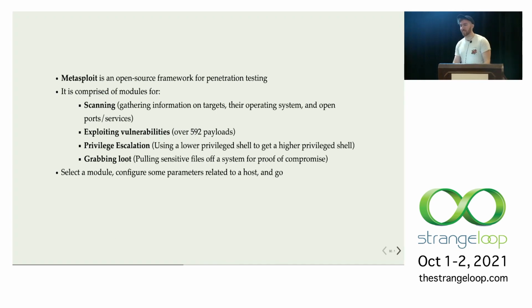Privilege escalations, that's if you have a lower privilege shell, you've exploited a box, but you're running in a normal user context. You really want to be running in a root context. So they have tools for that. And then grabbing loot, so to pull sensitive files off of hosts, generally as a way to prove to a client that you were on the box that you said you were on. It also might contain information that gives you further access to the network.